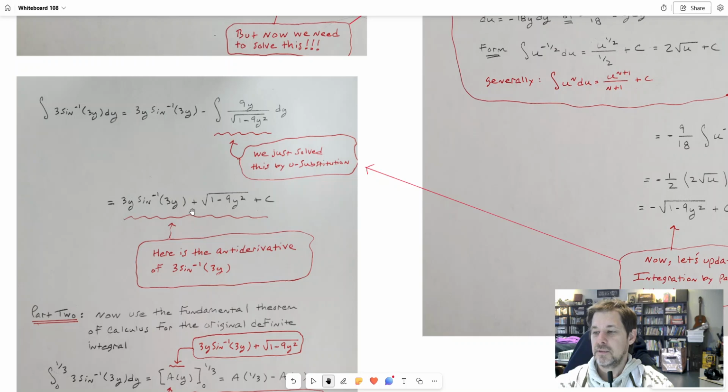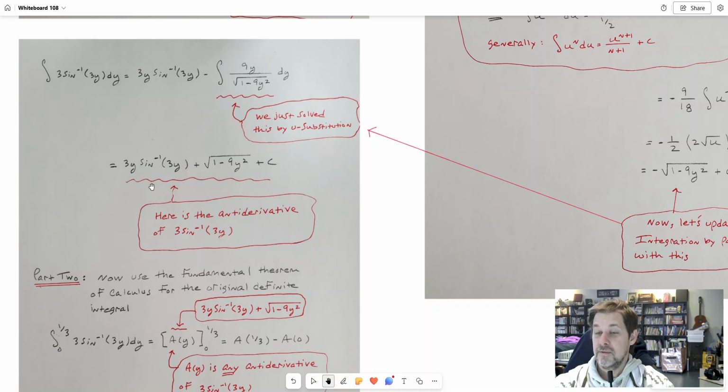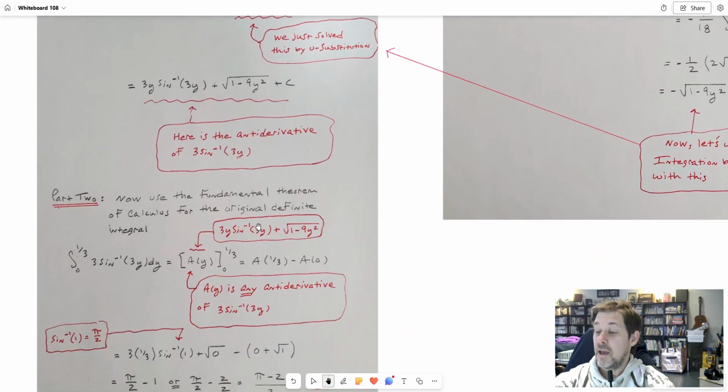Why did it become plus? Let's see, that was subtract, right? Subtract the result of this integral, which was negative. So that's why it became positive. All right, so this right here, with our constant of integration added, that's the antiderivative of that original function, 3 sine inverse 3y. Okay, so why would that be important?